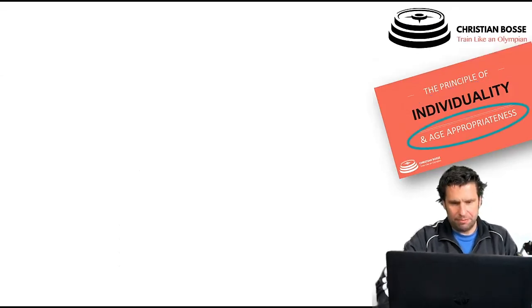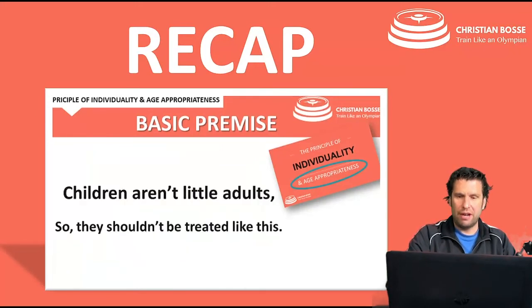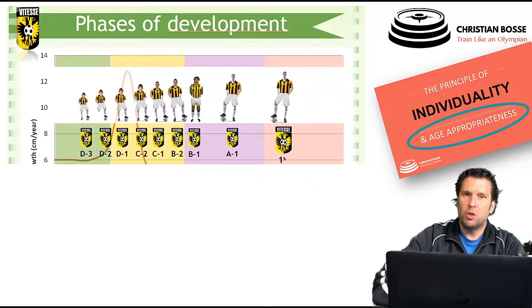Let's look at age appropriateness. We said the basic premise is that children are not little adults, so therefore they shouldn't be treated like adults. This is something I've made with a former colleague of mine, Terry Peters. Shout out to Terry here. We looked at the structure in the football club and we looked at how should training be done in the younger age groups and how can we give the younger age groups a better chance to succeed at the professional level. And unfortunately, very often what you see is whatever the professionals do, some form of that training is done at the younger age groups as well.